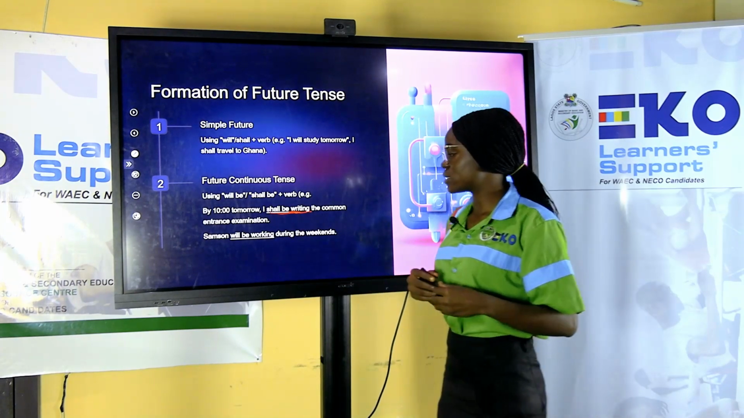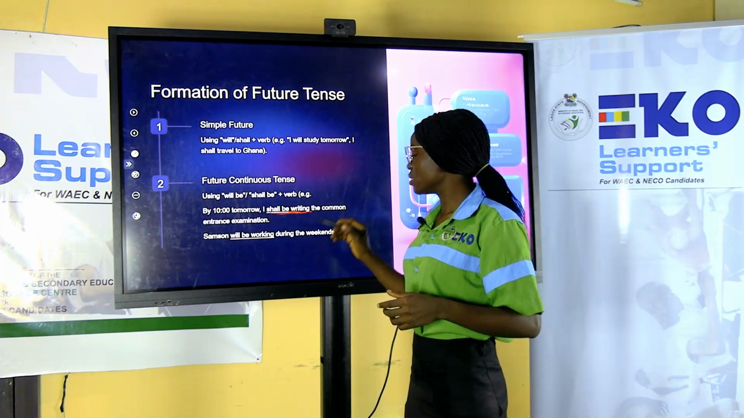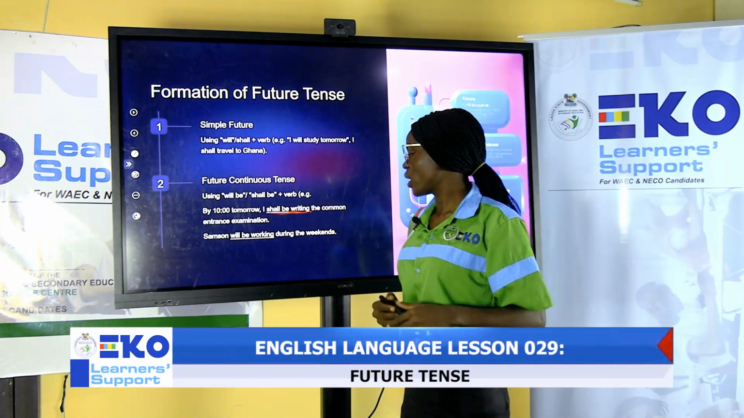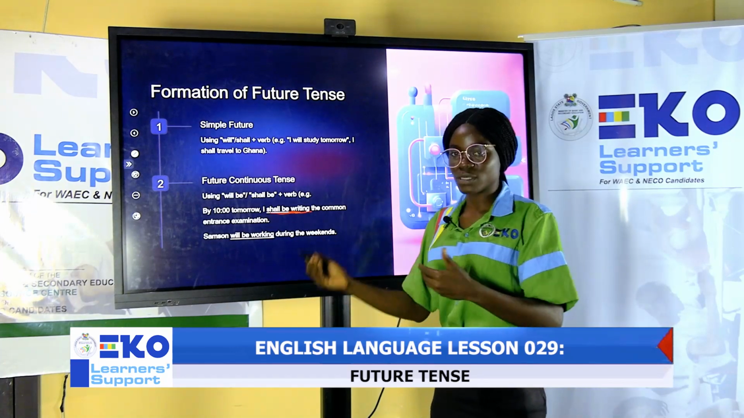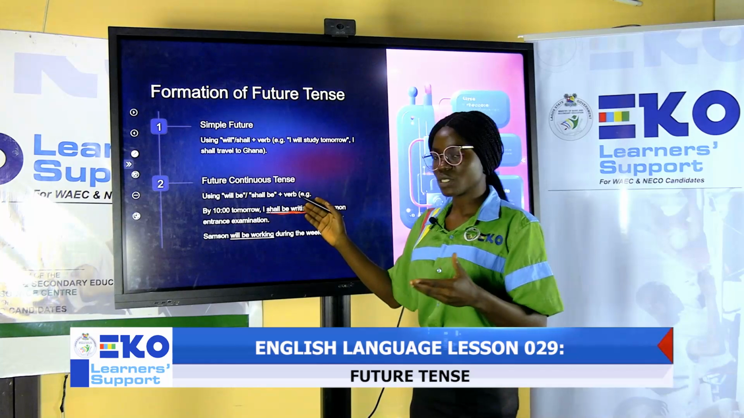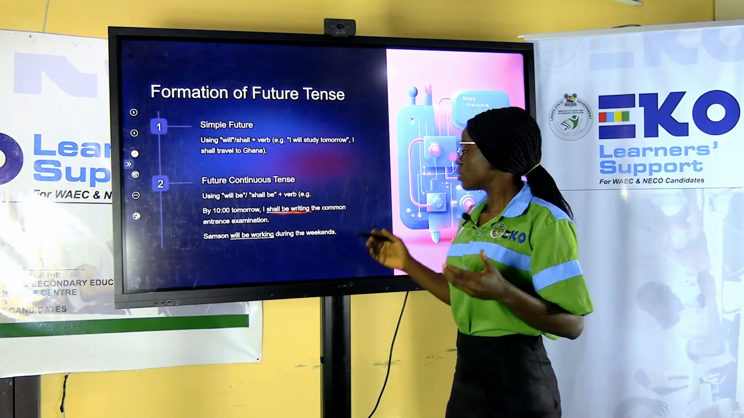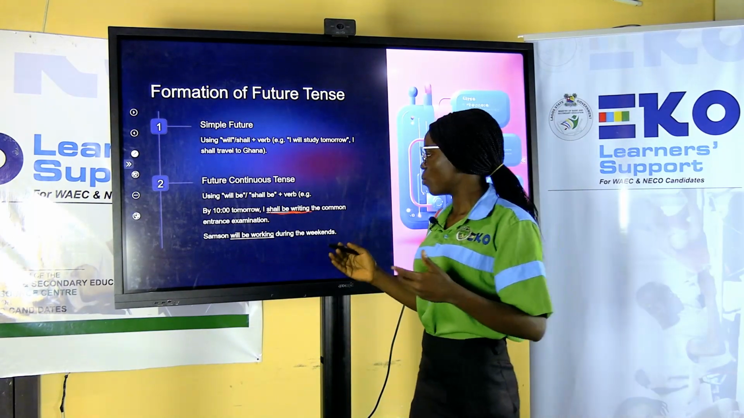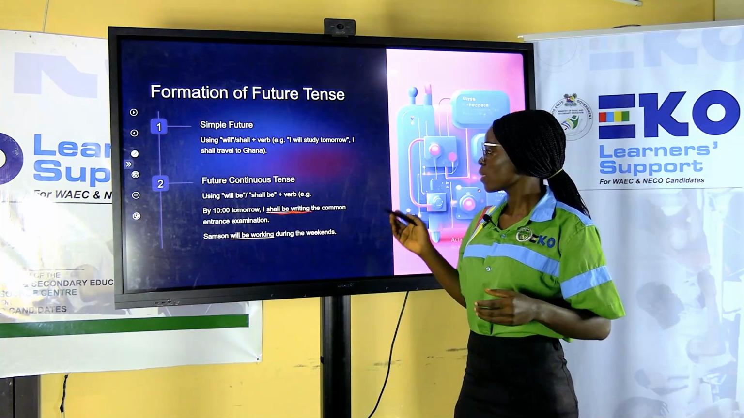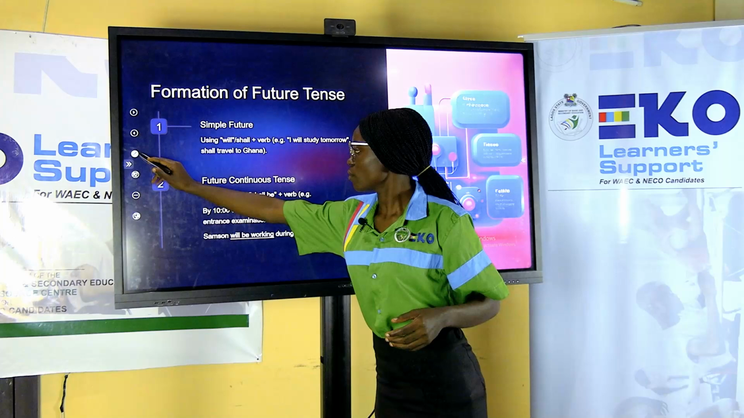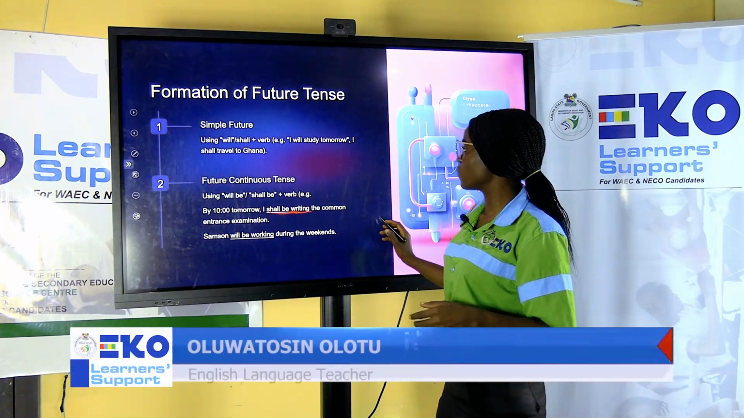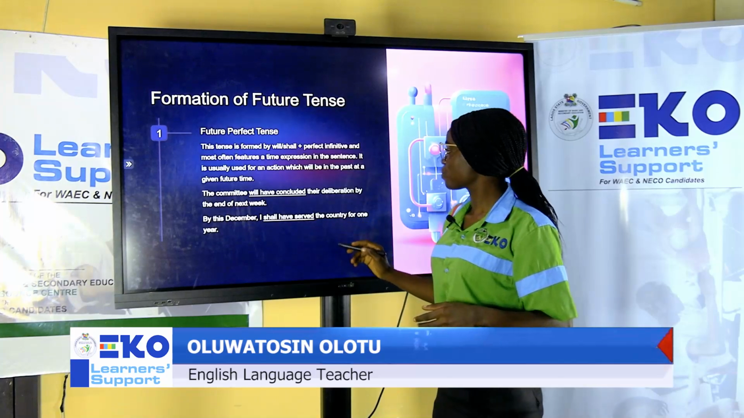Let's look at another example. Samson will be working during the weekend. Working is a continuous form, and the future tense that has been combined with it is will be. As you can see the formation, I hope you're following the formation of the future continuous tense. Let's go ahead and see how to form other forms of this future tense.